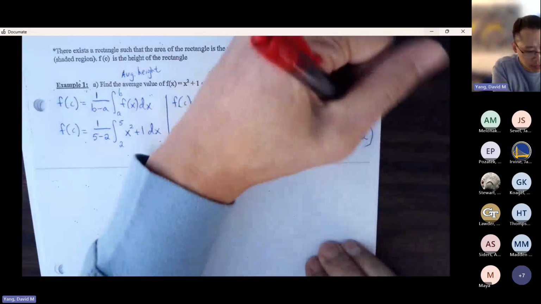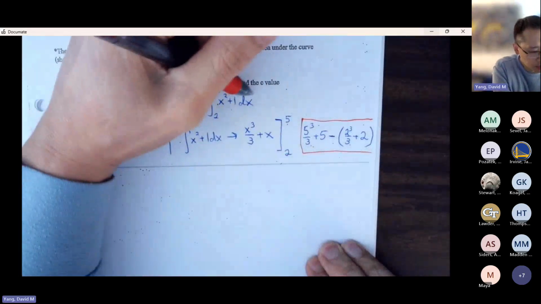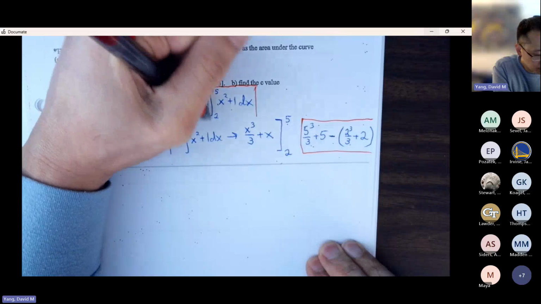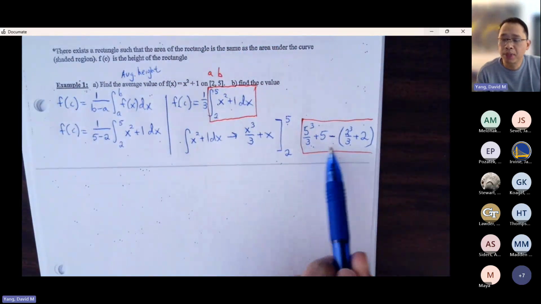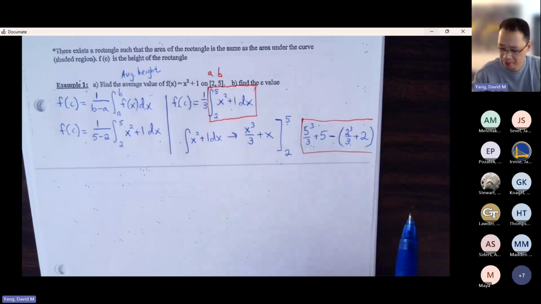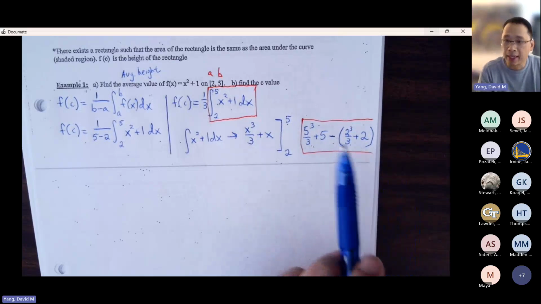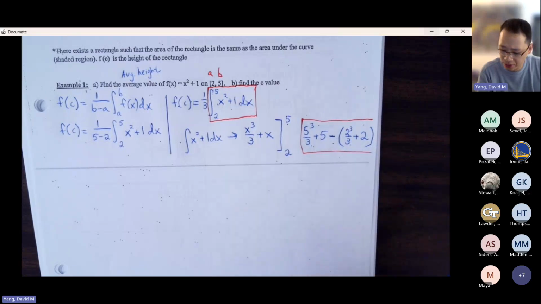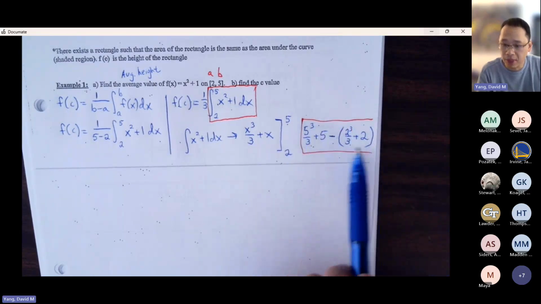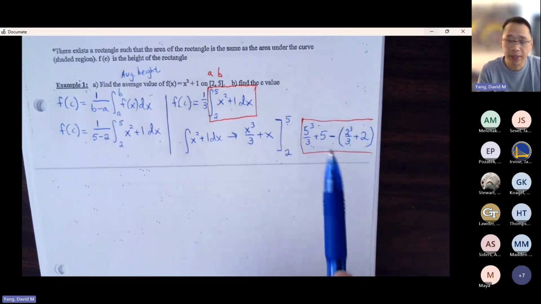Now this is the result of this piece right here. Okay, we still haven't done the 1/3 yet. We'll do that a little bit later. But I'm going to just plug this in the calculator here, add those numbers together. I get 125/3 plus 5 minus 8/3 minus 2, and that ends up giving me 126/3.